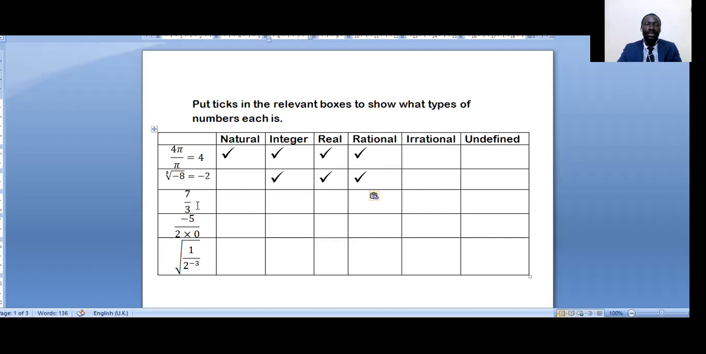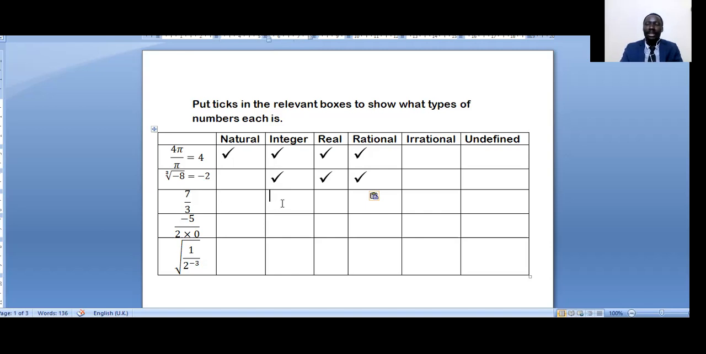Then we move on to 7 divided by 3. Is 7 divided by 3 a natural number? Can we use 7 divided by 3 for counting? No, we only use numbers that do not have fractions for counting. And so 7 divided by 3 is not a natural number.